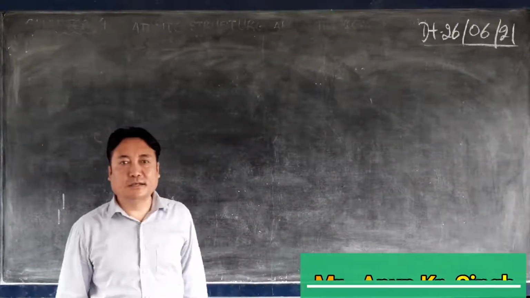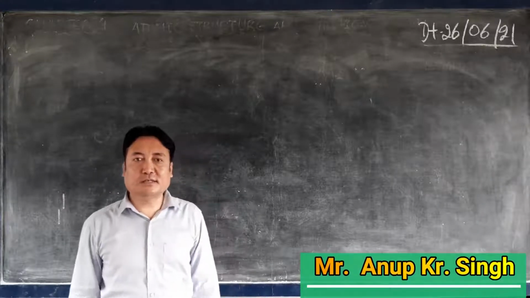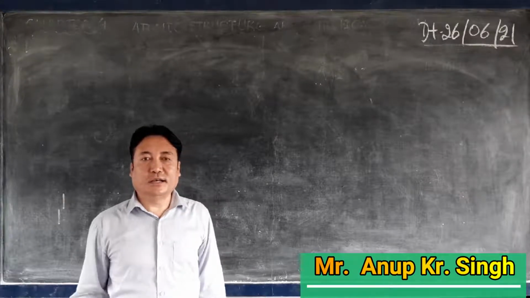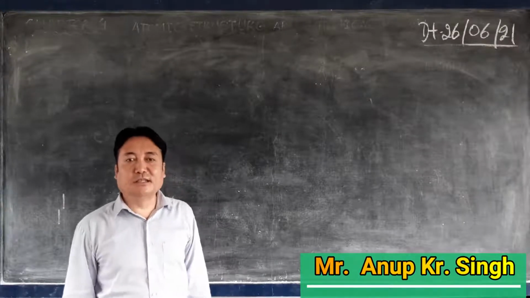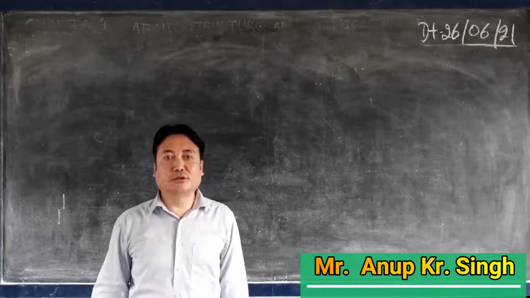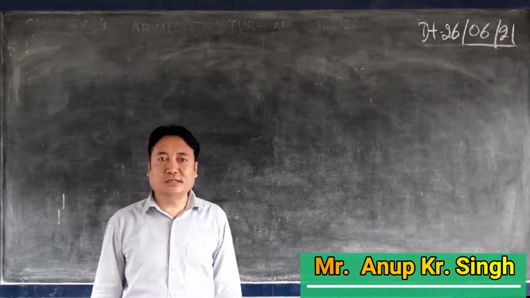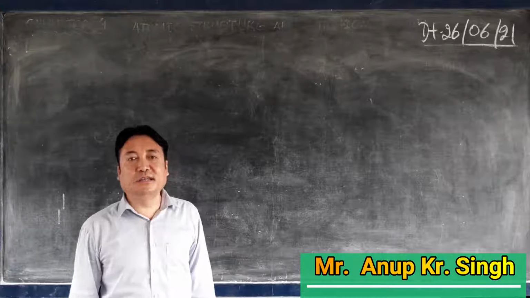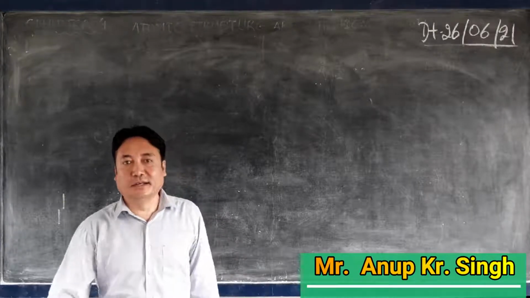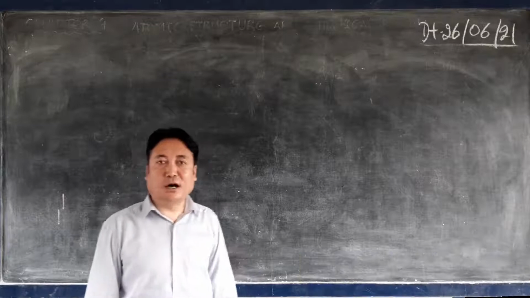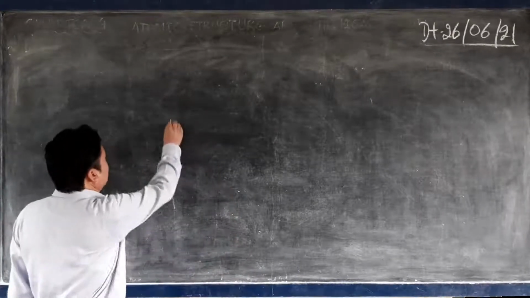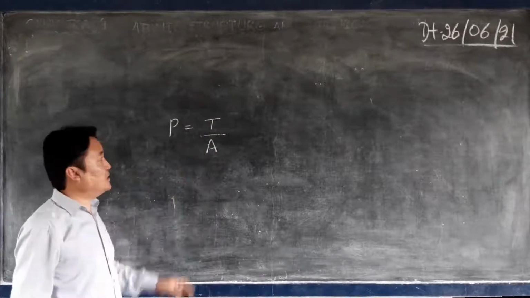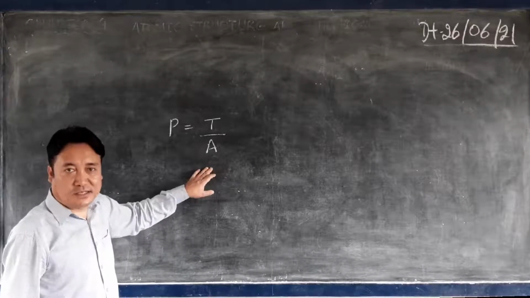Dear class 9ers, in the last class we discussed the terms thrust and pressure, and the unit of pressure in CGS and SI. Today we will discuss two things: the factors affecting the pressure, and the ways of increasing and reducing the pressure. When we discuss pressure, pressure equals thrust divided by area, which we have already discussed.